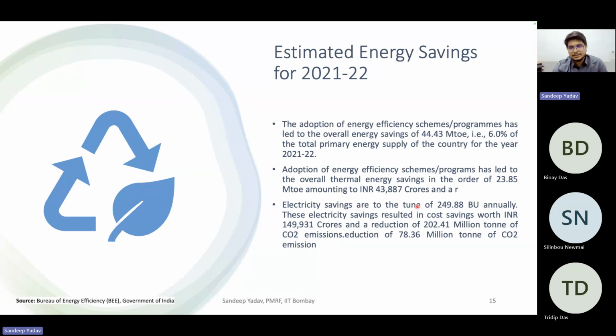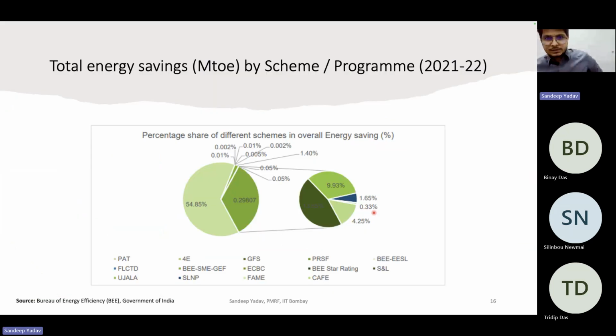And electricity savings are, if you see, there are around 78.36 million tons of CO2 emissions we can save by implementing whatever schemes I've talked about. And now you get what is the effect of energy efficiency on the savings and CO2 emissions. Is there any doubt till now?